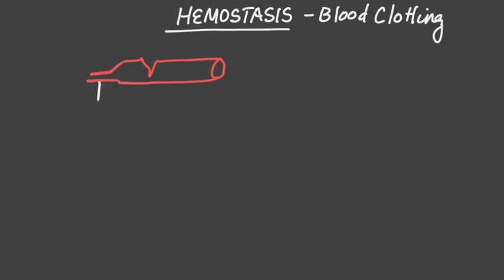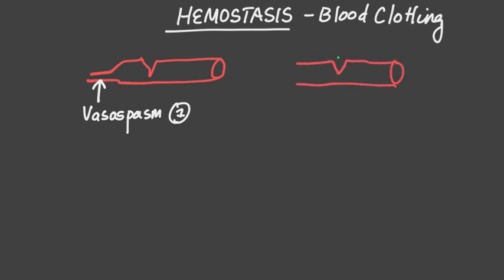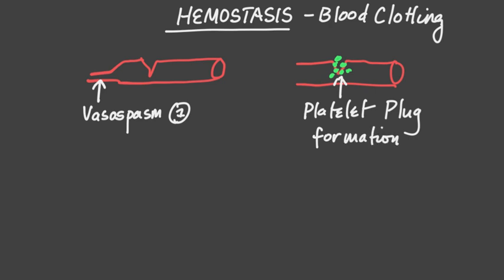The first thing that happens is that the cut blood vessel undergoes a quick, sudden constriction. We call this a vasospasm, and this vasospasm prevents further loss of blood. The next stage is that the cut blood vessel produces alarm chemicals that attract the platelets to the spot, and the platelets join together, stick to each other, and form a platelet plug. This also prevents further blood loss.